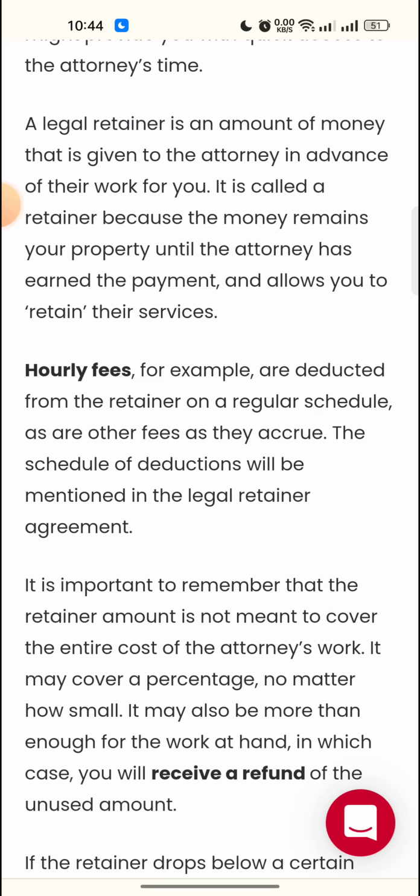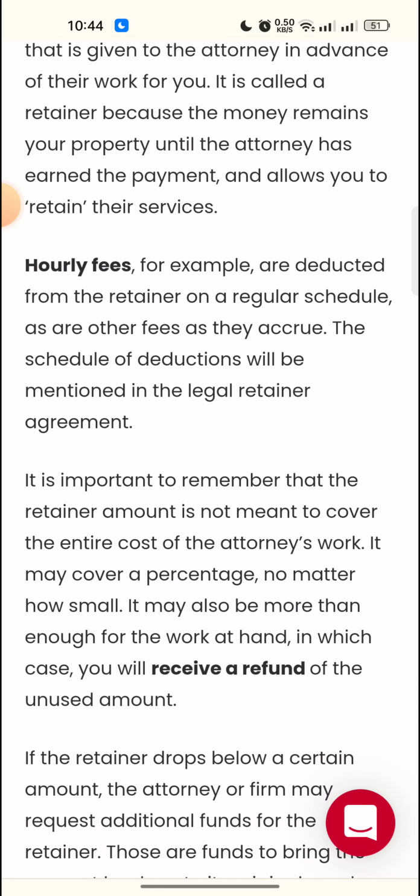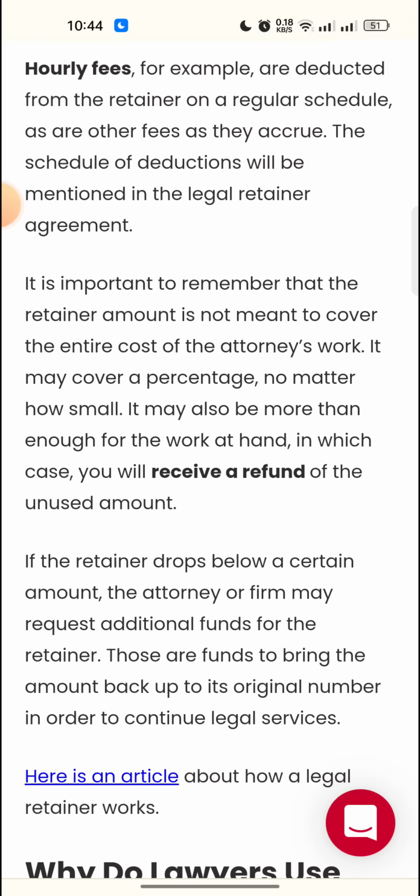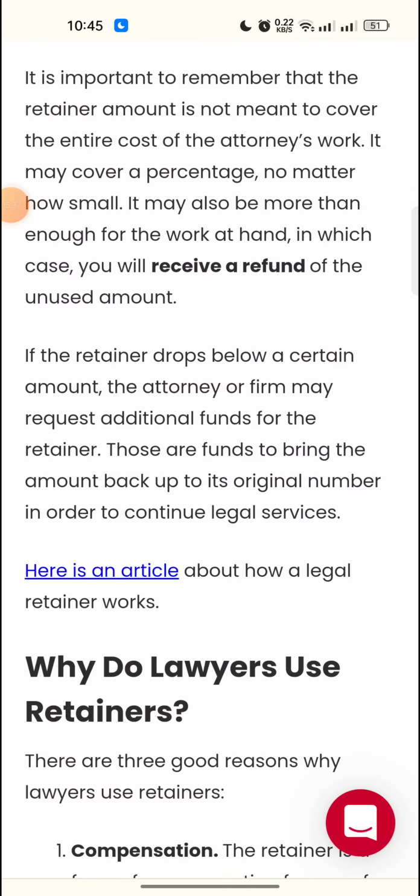It may cover a percentage, no matter how small. It may also be more than enough for the work at hand, in which case you will receive a refund of the unused amount. If the retainer drops below a certain amount, an attorney or firm may request additional funds for the retainer. Those are funds to bring the amount back up to its original number to continue legal services. Here is an article about how legal retainers work.